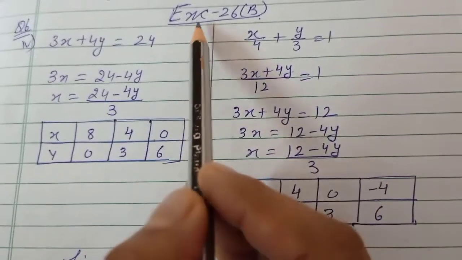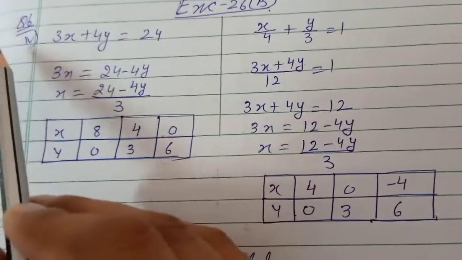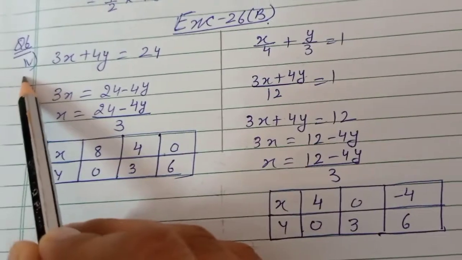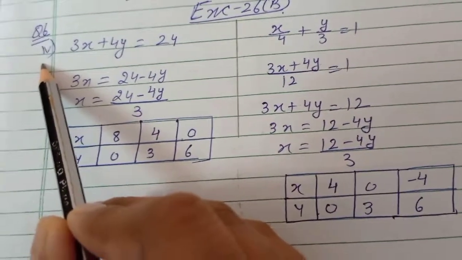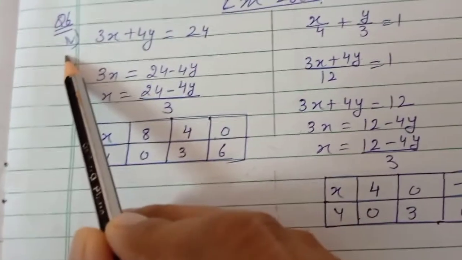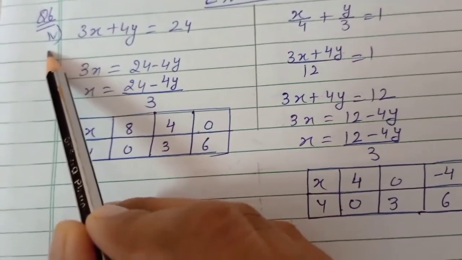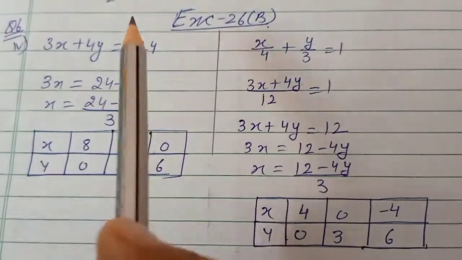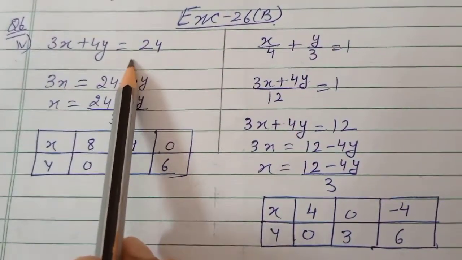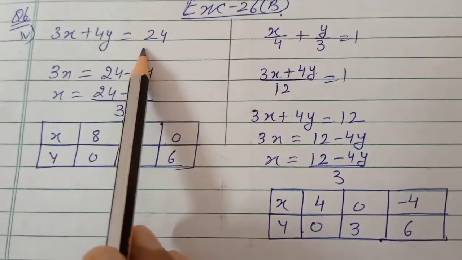Yes, exercise 26B, sixth question of that. This is the fourth part. One part I'll tell you how to do. For each pair of linear equations given below, draw the graph and then state whether the lines drawn are parallel or perpendicular to each other. I've selected the fourth part of this. This is the first equation of the fourth part: 3x plus 4y is equal to 24.